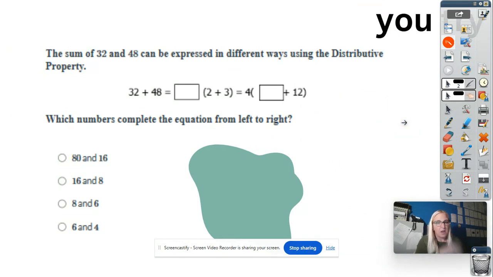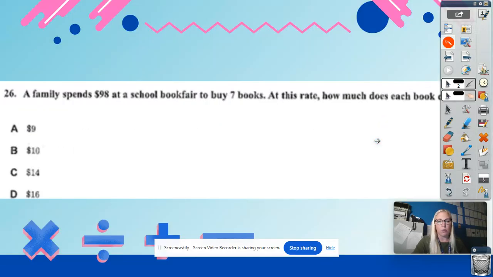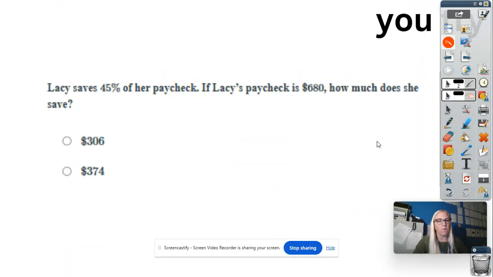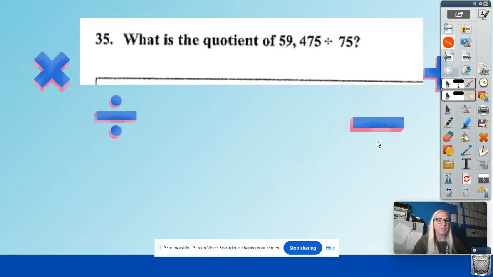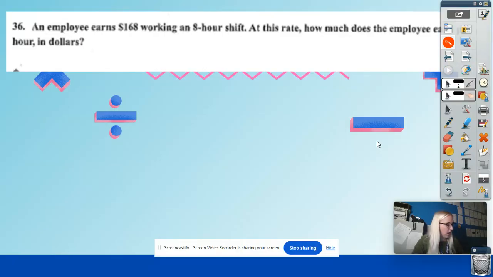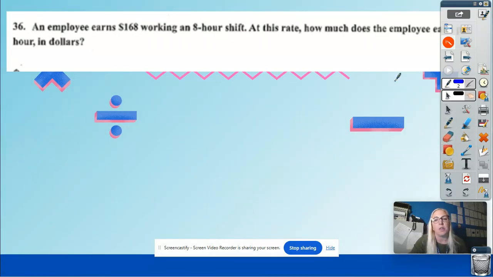All right. To save time, let's go ahead and jump to problem 36. Go ahead and go forward to problem 36. All right, problem 36 says an employee earns $168 in an 8-hour shift. At this rate, how much does the employee earn each or per hour?